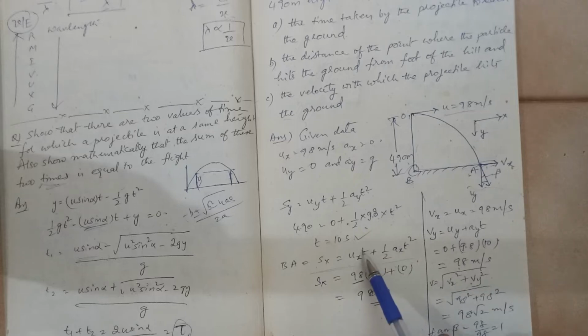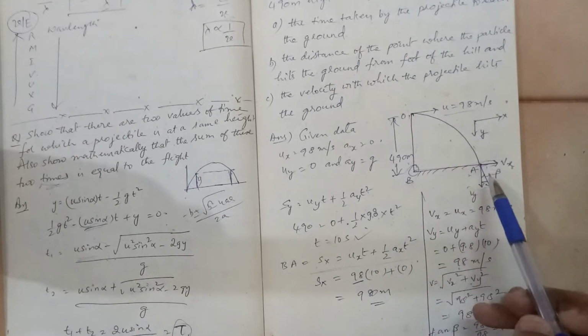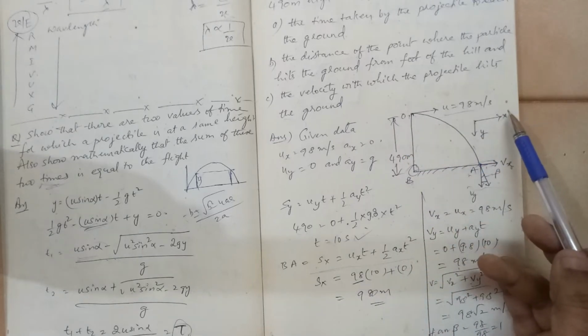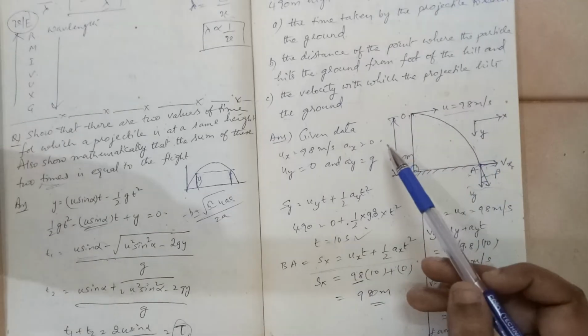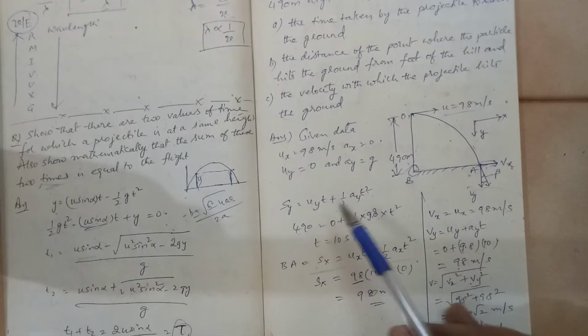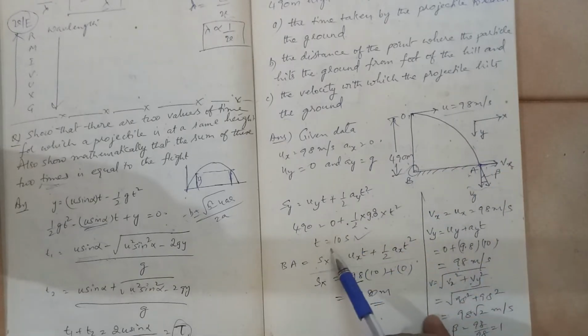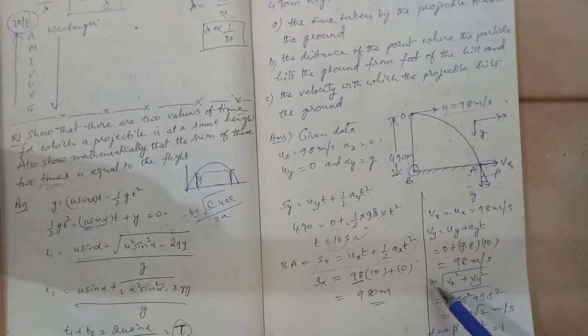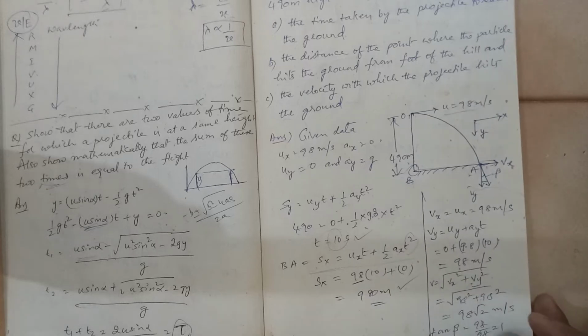Ux is 98. See, when you have thrown the ball, the amount of time it travels in the x direction or in the y direction is the same. It doesn't travel some time in x and some time in y. The time is the same. So in the y direction it has traveled for 10 seconds, in the x direction also it will travel for 10 seconds. You get Sx is equal to 980 meters.